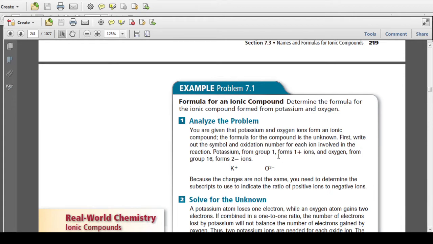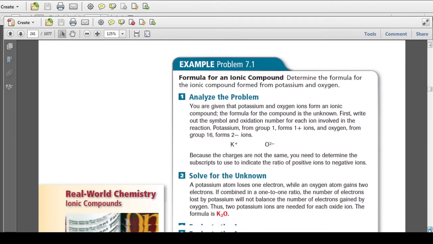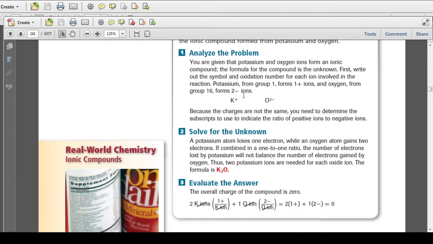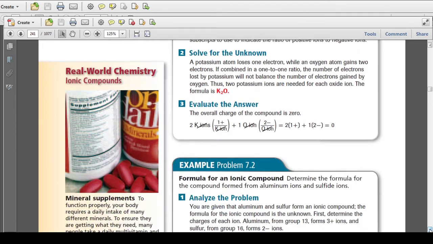So when we put them together, I like to look at the superscripts, and then I take those superscripts and swap them to be the subscripts of the adjacent element, and then we get K2O. You can even evaluate your answer: it takes 2 potassium ions to transfer to 1 oxygen so that it becomes chemically neutral.